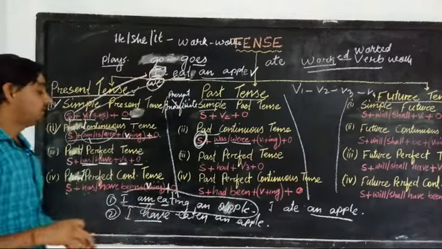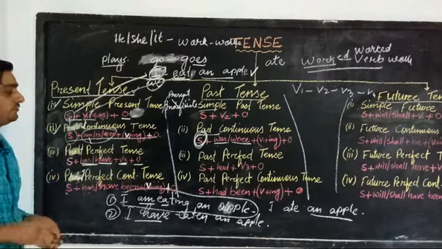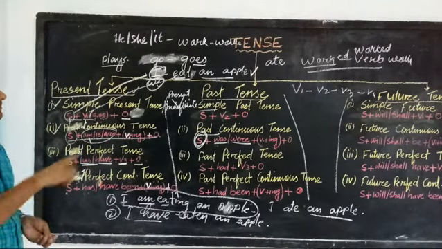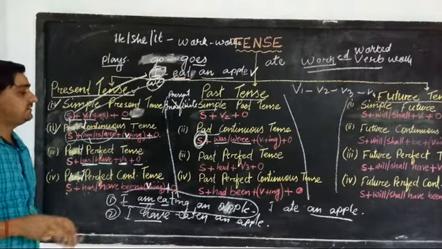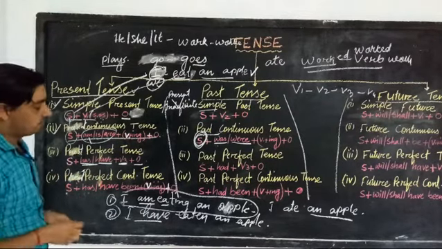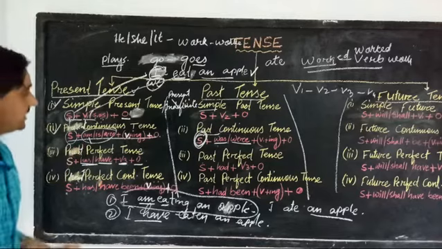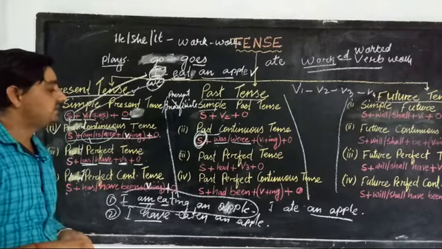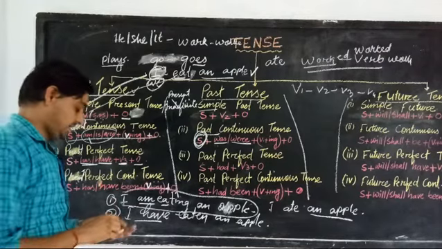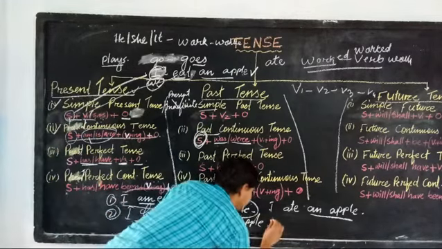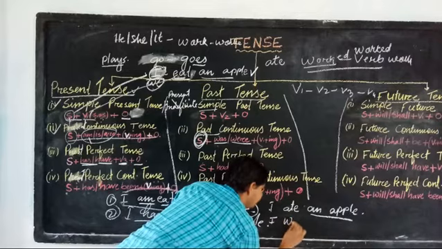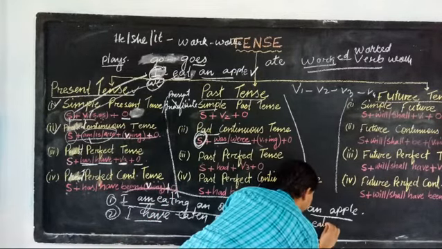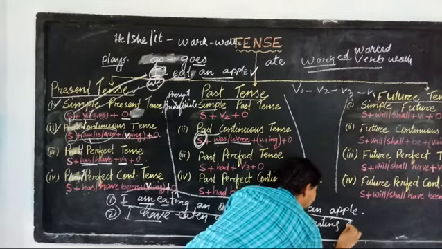So how will this sentence be in past continuous tense? I ate an apple, which was in simple past tense. If we make this in past continuous tense, how can we write? I was eating an apple. Yes, I was eating an apple.